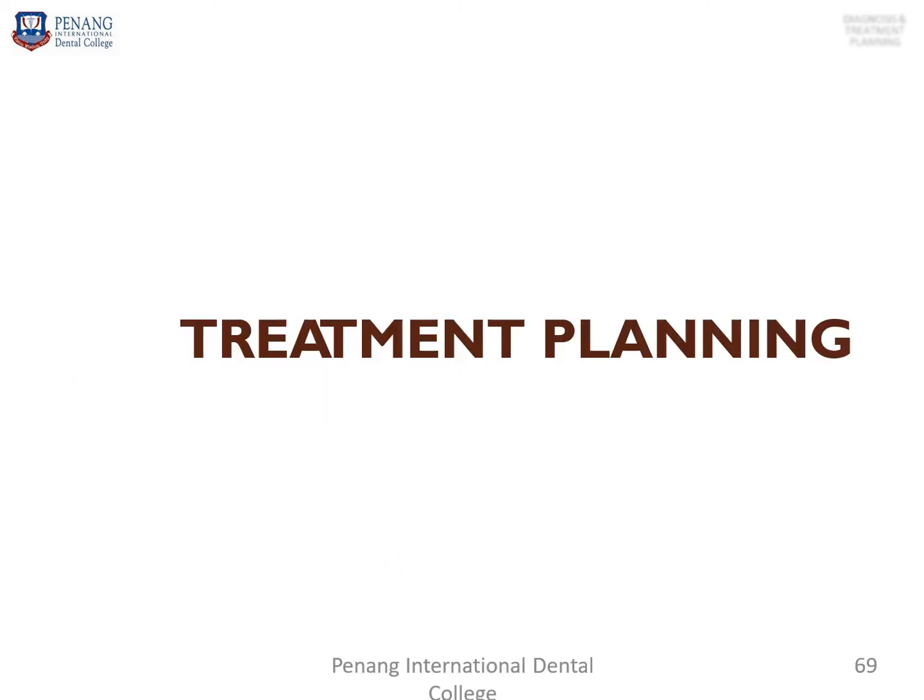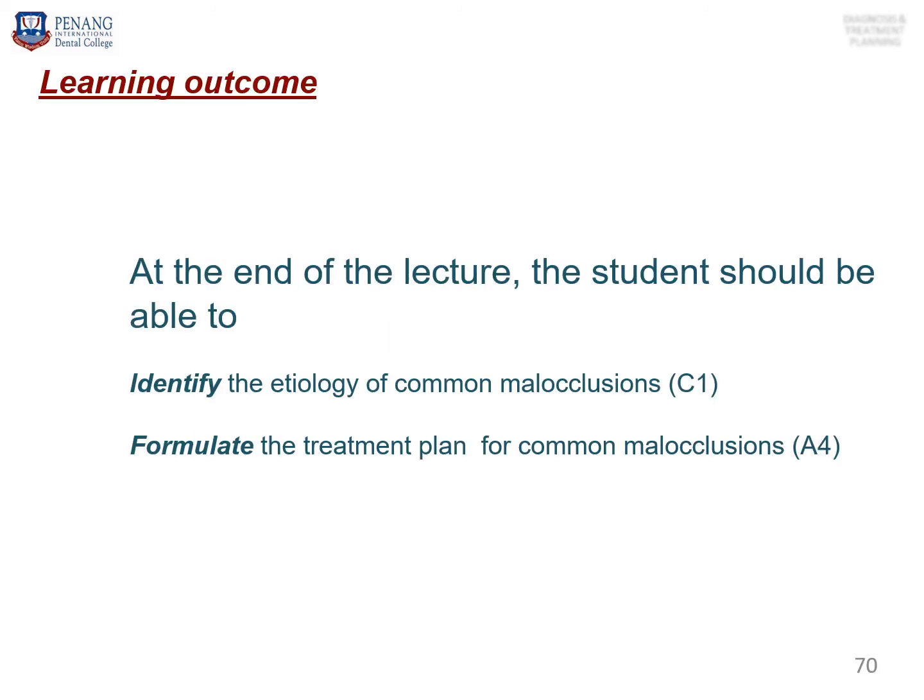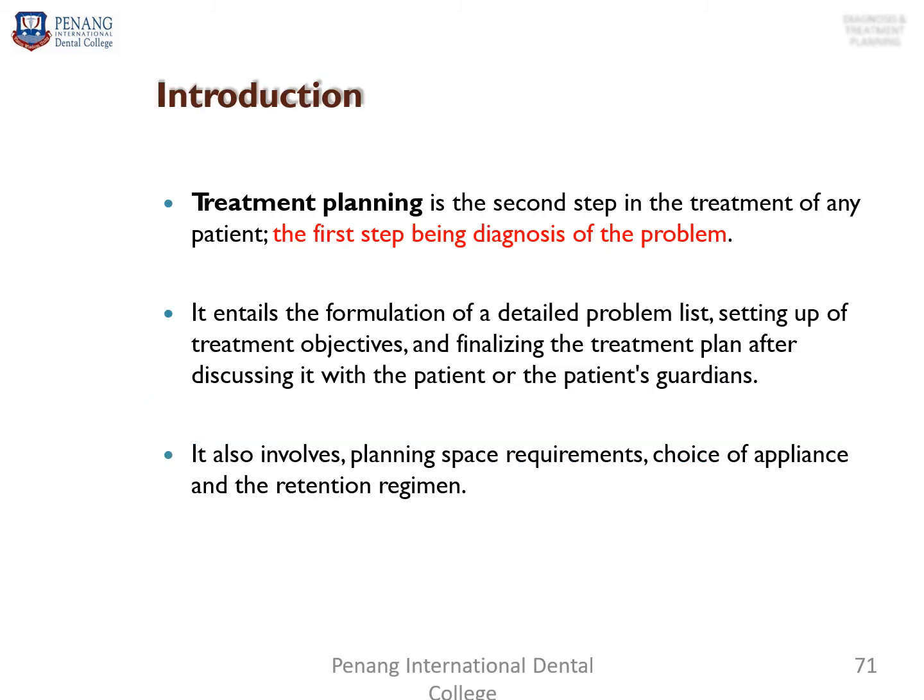Now moving on to our next topic, which is treatment planning and referral letter writing. At the end of this lecture, you should be able to identify some of the common malocclusions and how to derive a treatment plan. Treatment planning is the second step in the treatment of a patient, the first step being the diagnosis. It entails the formulation of your entire detailed problem list, your objectives, and finalizing a treatment plan.